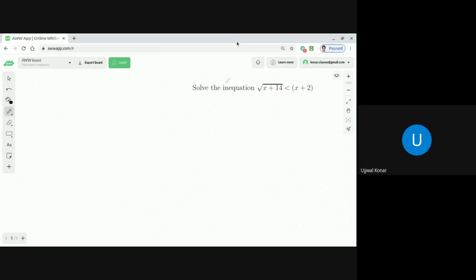I'm coming from a very common thing students do. Generally, our practice is that if a is less than b, we write a square is less than b square. No, it is not. Let me give an example. Minus 5 is less than minus 3, but the square of minus 5 is greater than the square of minus 3. So minus 5 whole square is not less than minus 3 whole square. Correct?